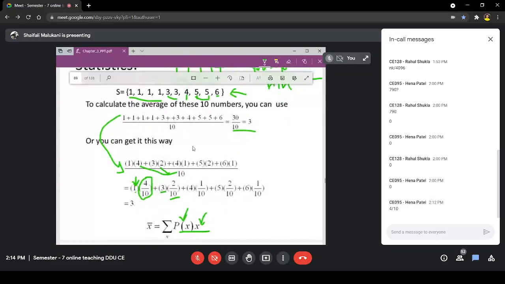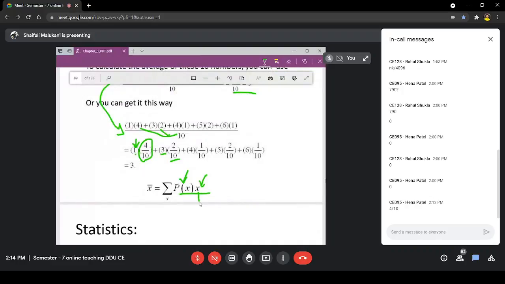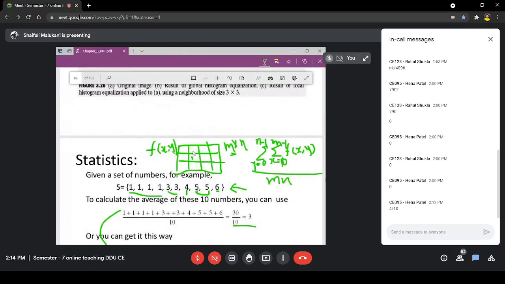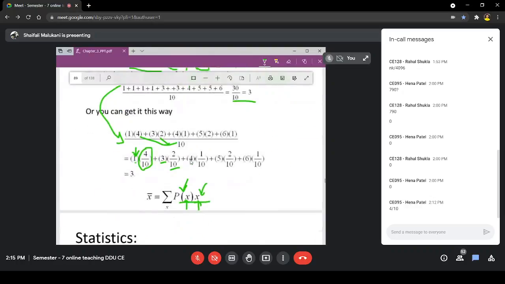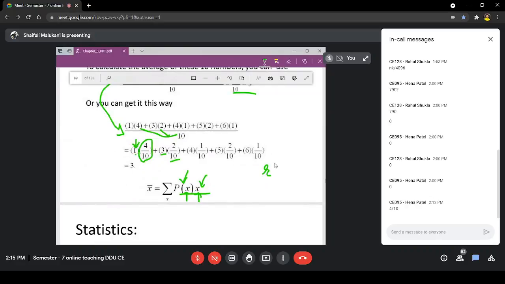Or alternatively, what is the alternate method? Observation into probability of occurrence of that observation. That means I sum all these things, right? So I will take the value r and the probability of occurrence of that intensity, p(r), and sum over all possible values of r. The possible values of r are 0 to L minus 1. My intensities can take values from 0 to L minus 1, and that is how we can obtain the mean.